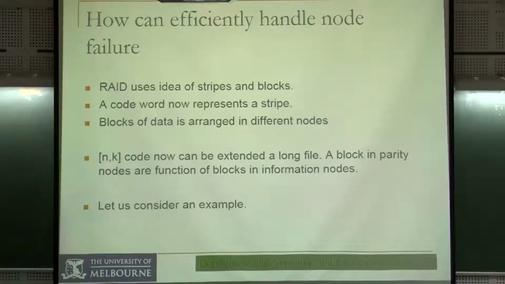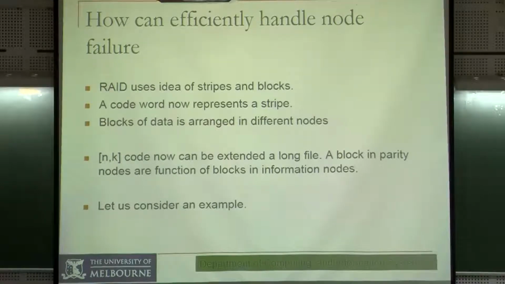So as I already mentioned, RIDE uses a simple idea of stripes and blocks. The block is the unit in which the data is organized on a single node. The stripe basically tells you the connection with the code. A stripe is one set in which all the bytes are related. That's called the stripe. Each code word you can now think of as a stripe, and blocks of data can be arranged in different nodes. So the (n, k) code can already be expanded to a long file. A block in parity nodes is a function of blocks of information nodes.